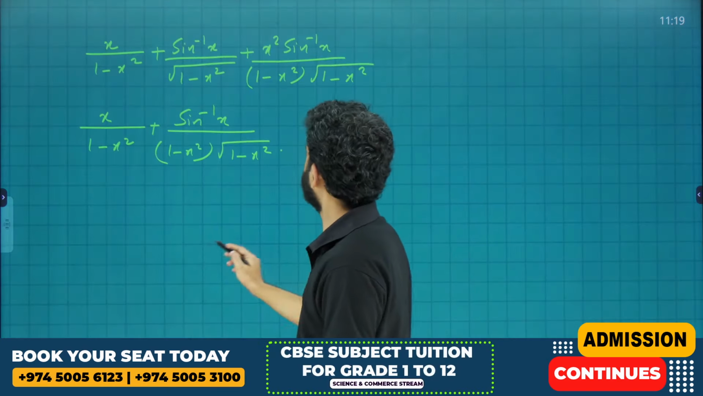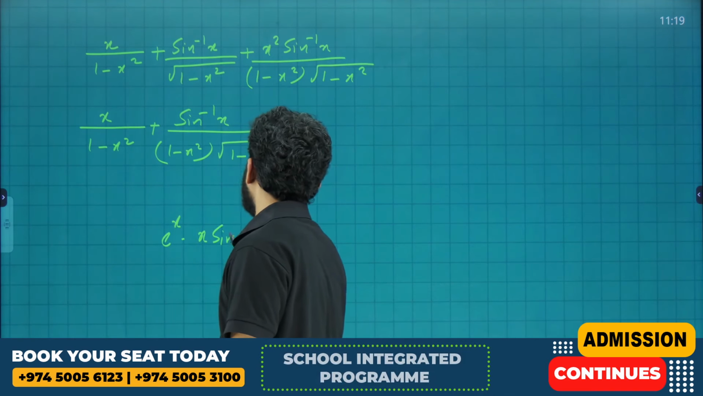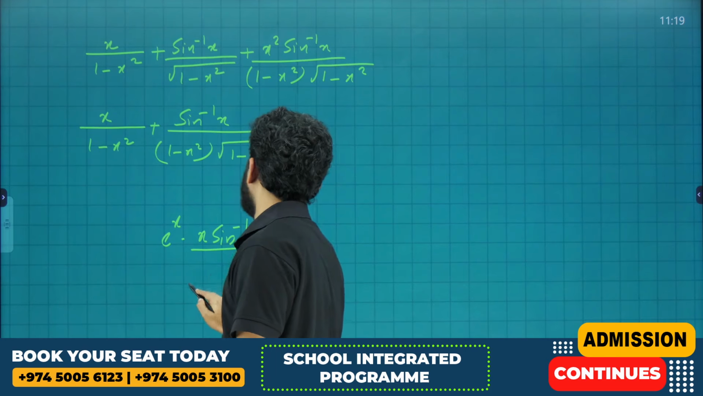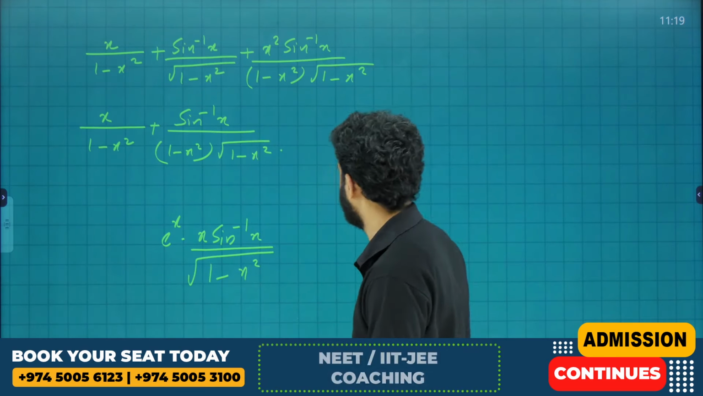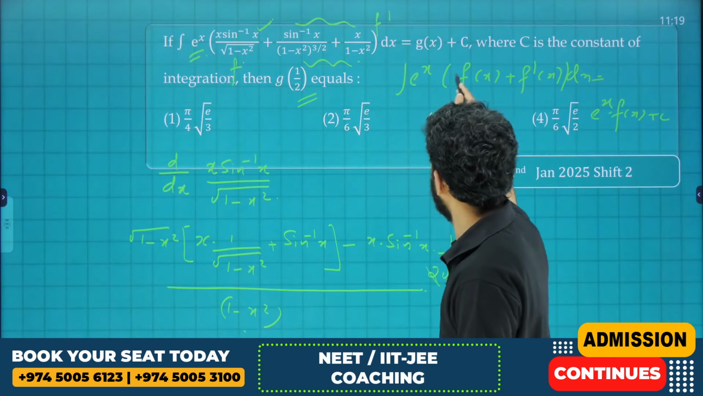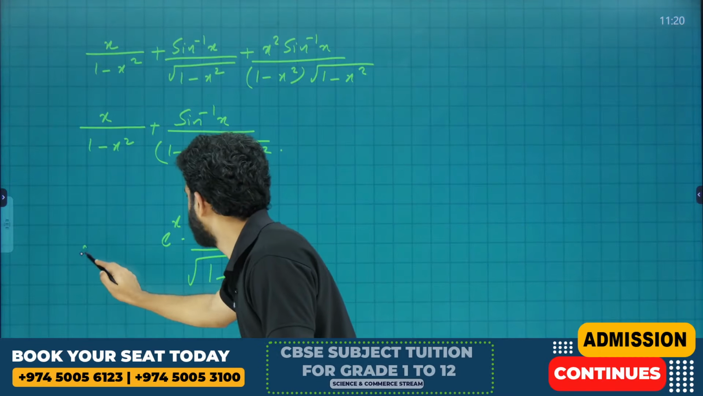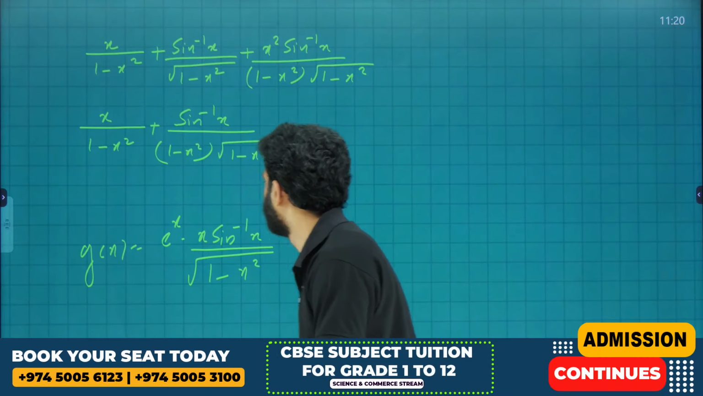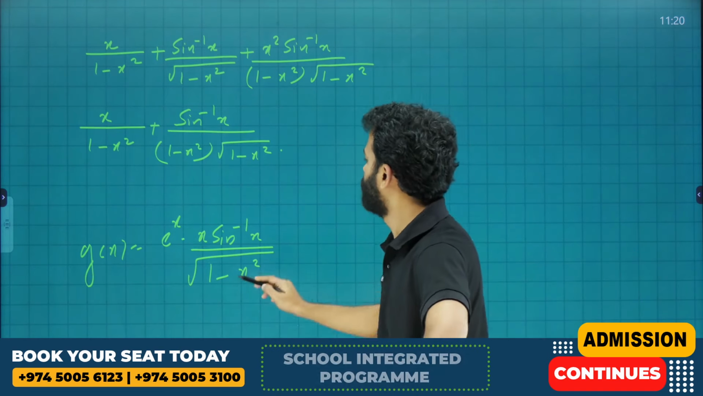Therefore it will be e raised to x into sine inverse of x divided by root of 1 minus x square, and plus c will be there. We don't have to bother about c. We have to bother about g of x only. Therefore, g of x is equal to this one. You need to find the value of g of 1 by 2, right?